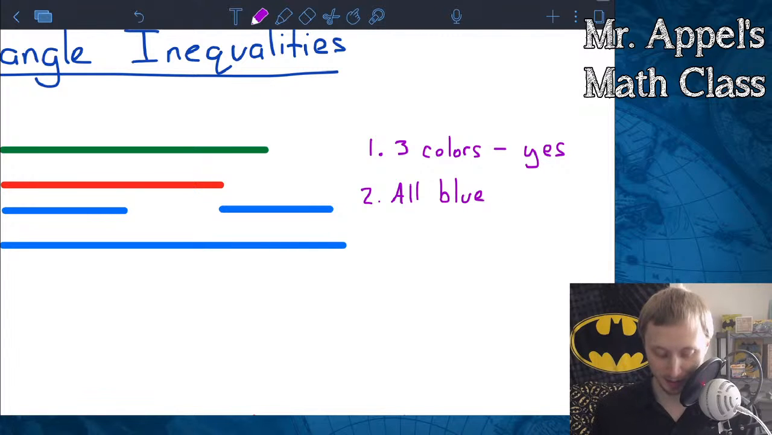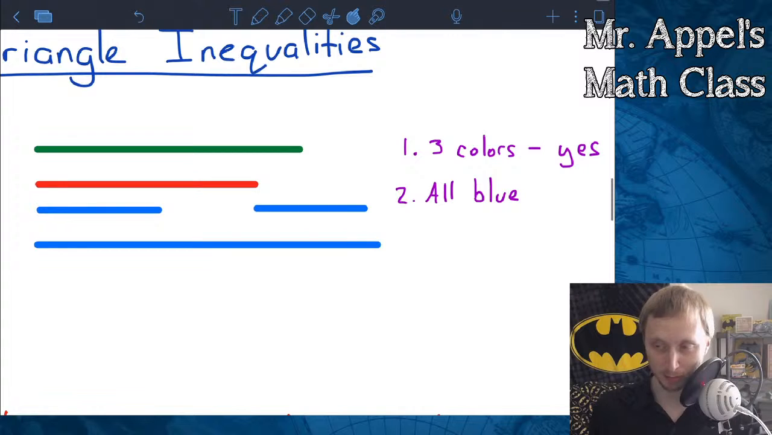What about all blue? Yes or no in the chat. Can I make a triangle out of the 3 blue ones? Well, that's 3 votes for no so far. 4 votes no. Anyone think yes? No?